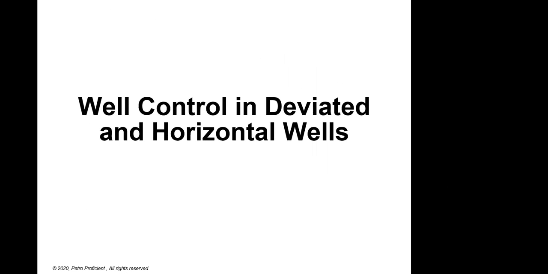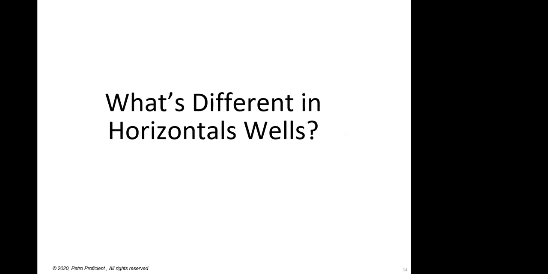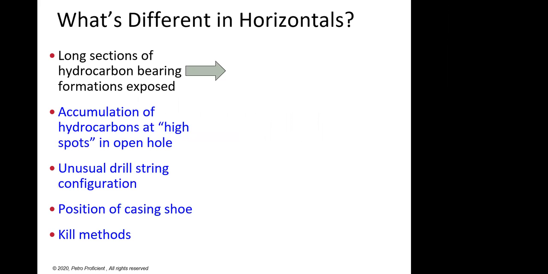So let's talk a little bit about well control in deviated and horizontal wells. What is different, and why are we concerned about this in horizontal wells? We are definitely concerned about well control in vertical wells, but what is different? When you have a long section of hydrocarbon-bearing formation exposed in a horizontal well, it can generate more hydrocarbons as compared to vertical wells.